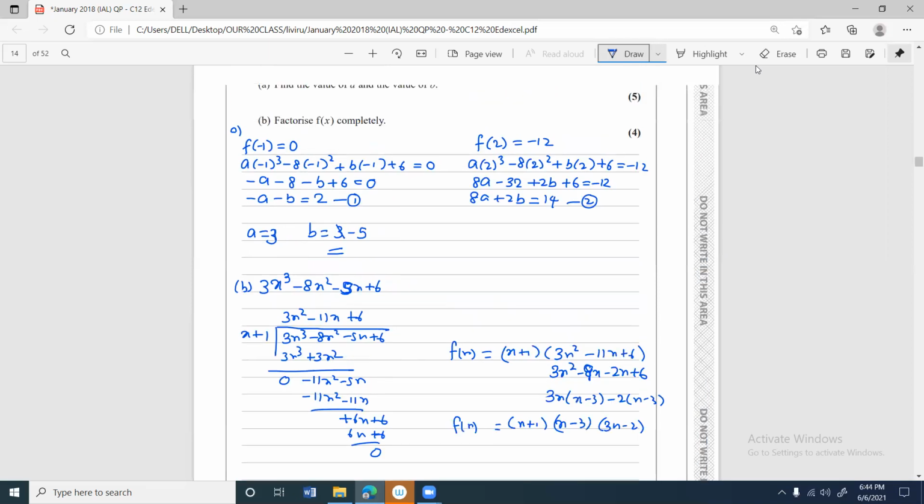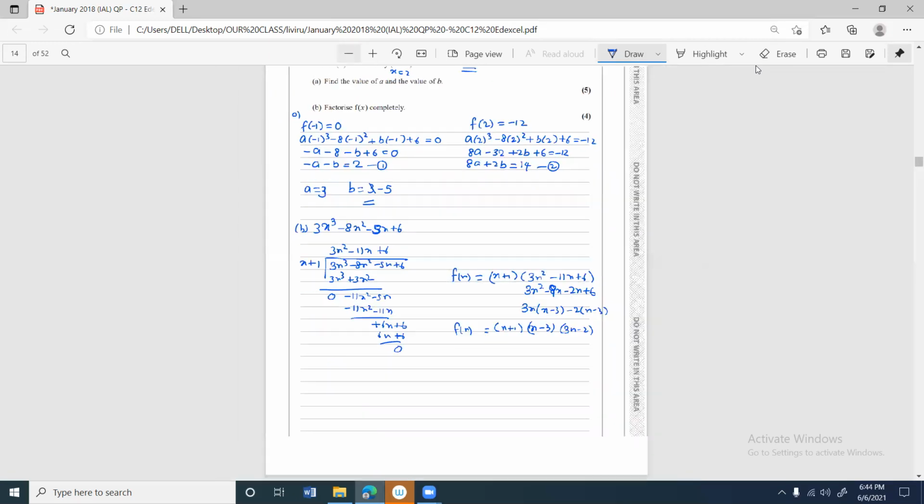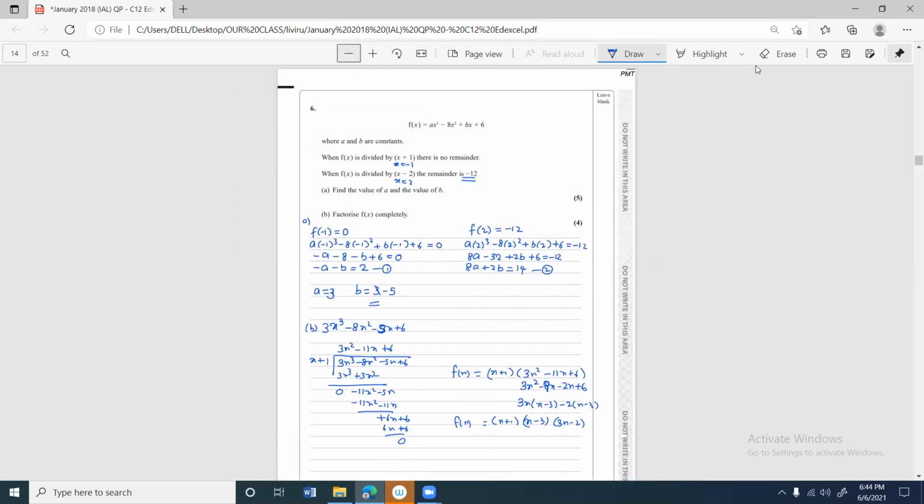If you scroll down a little bit and minimize it a little, you can see the entire question at once. That's the final answer for this question.